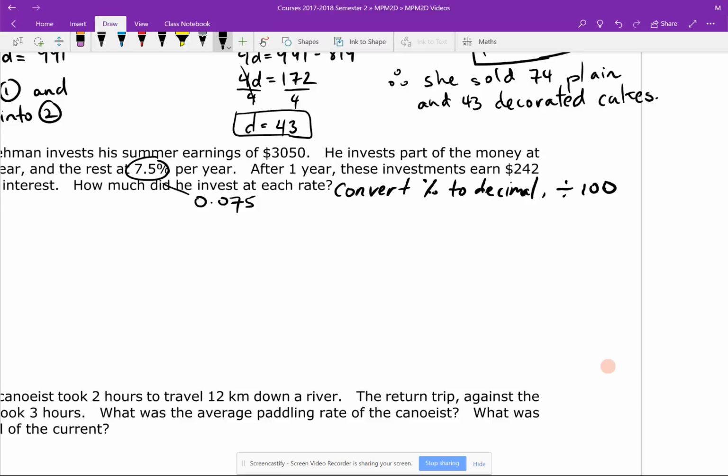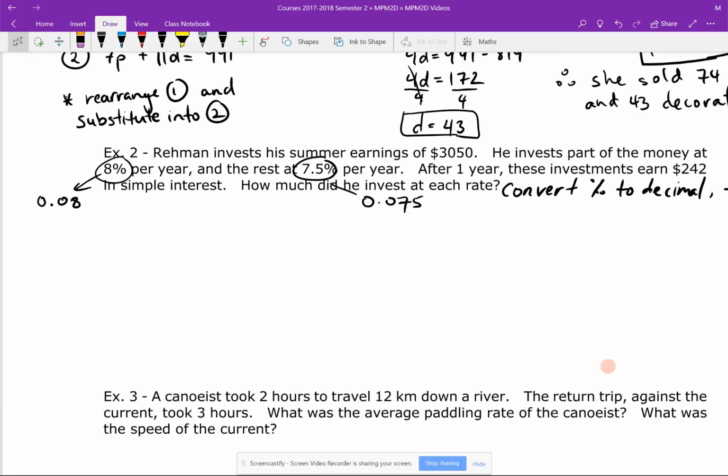Okay. So let's define our variables. Let's say x is the amount invested at 8%. And we'll say y is the amount invested at 7.5%.